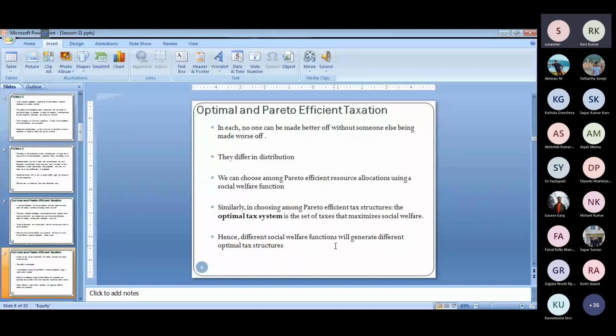So if the social welfare function itself changes, or the definition of that welfare function changes, take for example, 10 years back or 20 years back, it was the Millennium Development Goals, MDGs. Now you have the SDGs, right? So previously the social welfare function was hovering around the MDGs. Now it's about the SDGs. The moment your social welfare function changes, your optimal tax structure should also change.